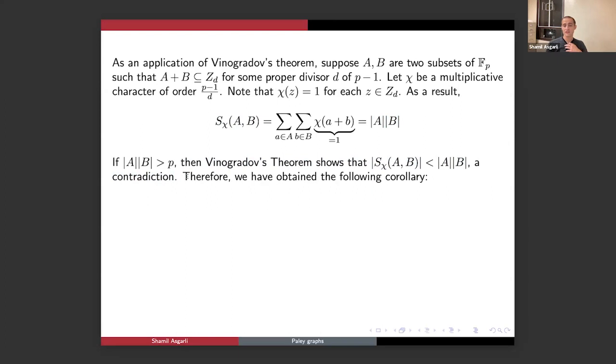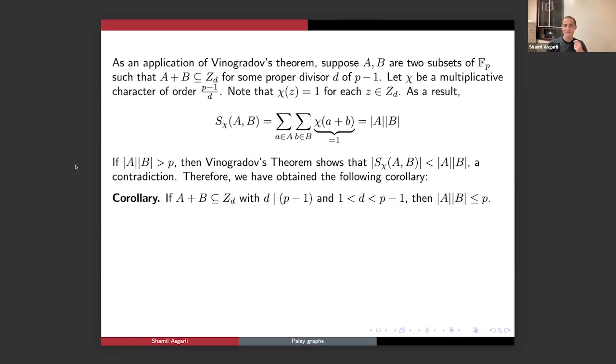This means that we've obtained the following corollary. If A plus B is inside Z_d, where d is a proper divisor of p minus 1, then the only way we don't get a contradiction is that |A| times |B| is at most p.